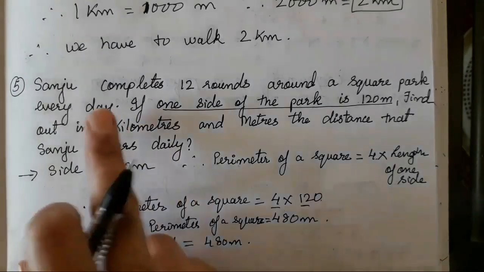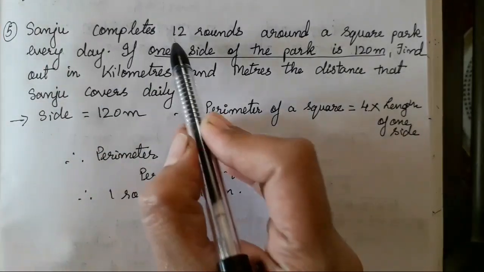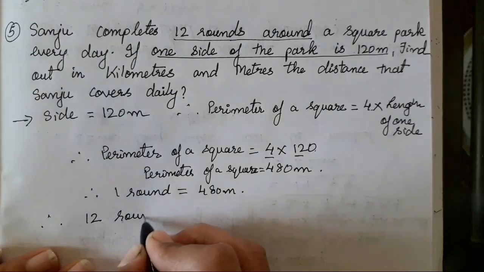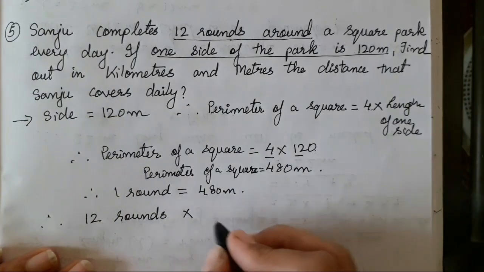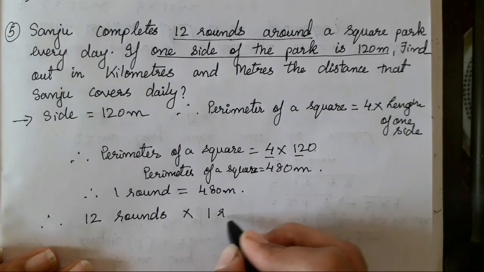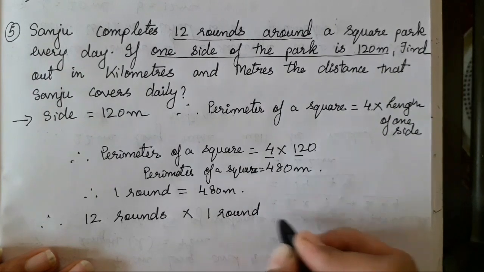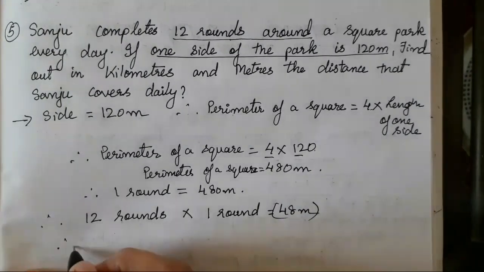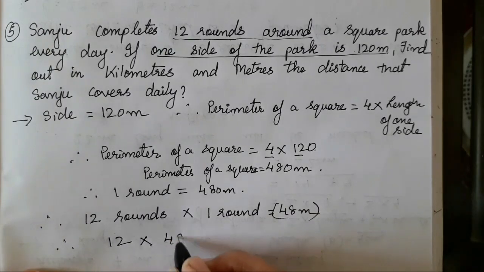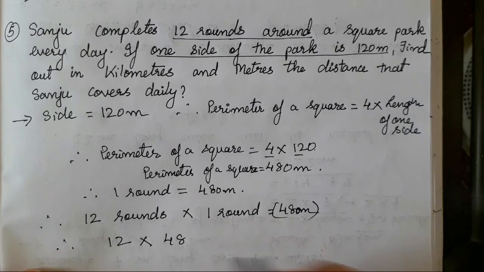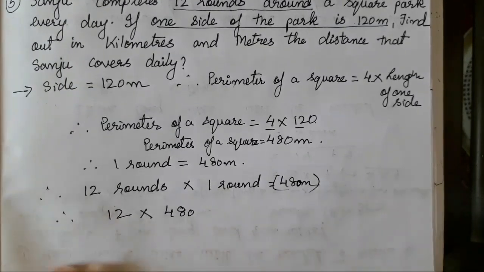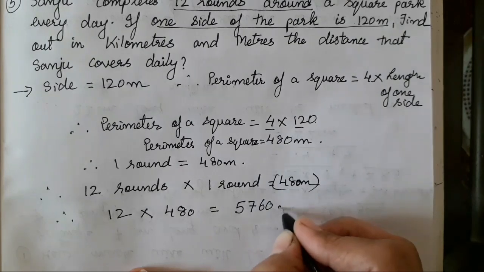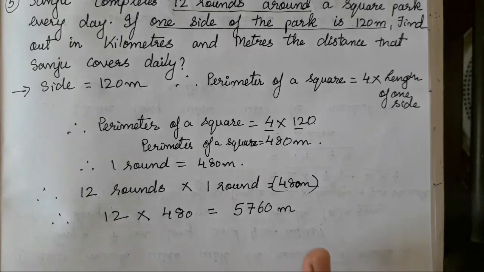But Sanju takes how many rounds, children? Over there they have given, he completes 12 rounds. So therefore 12 rounds multiplied by 1 round, which is it 480 meters. Okay, so this is what we have to find. So 12 into 480, sorry, this is 480. Okay, 12 into 480, the answer is going to be 5760 meters.